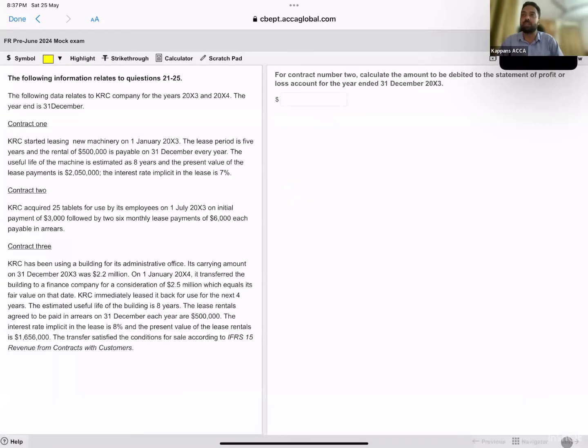Moving forward, for contract number 2, calculate the amount to be debited to the statement of P&L for the year ended 31st December X3. So contract 2 is the KRC Accurate 25 tablet. So basically that's a low value lease. In case of a low value lease, the annual lease payment will be shown in the profit and loss account. So how much is the annual lease payment? They have given 3,000 as the initial direct cost, followed by 2 monthly payments of 6,000 each.